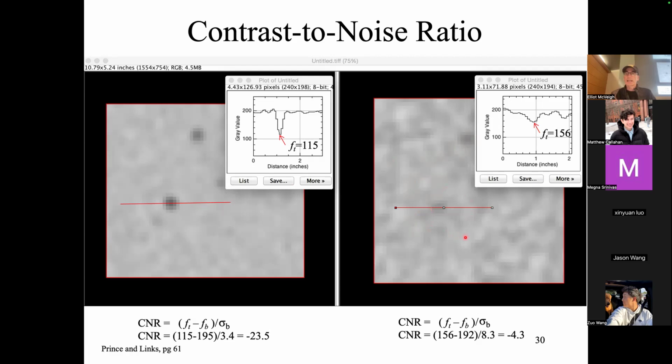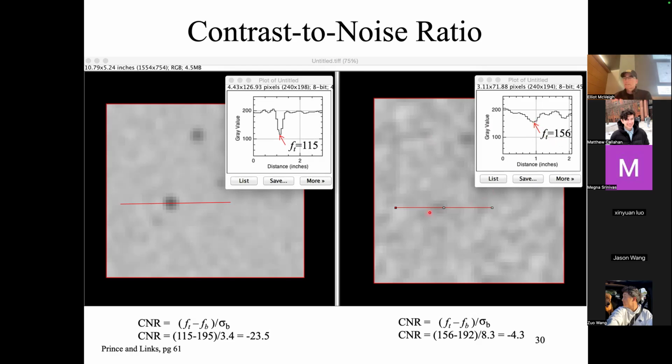In this one, where we have a higher noise value, when I draw that profile, a couple of things happen. There's more variability along the profile, and the contrast of the dark target isn't as low, right? It's actually 156 at its minimum.